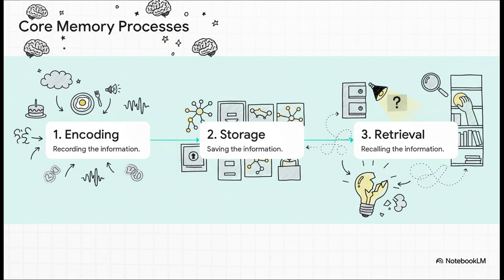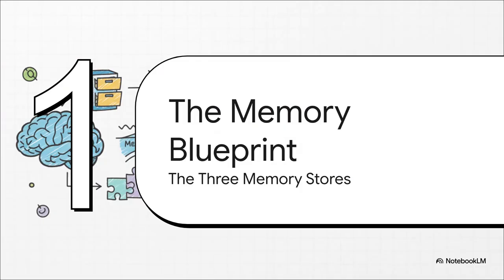Let's follow that journey. So how does that journey from just experiencing something to actually having a memory of it really work? Well, a really popular model breaks our memory down into a system with 3 different storage departments, and each one has a very specific job to do.